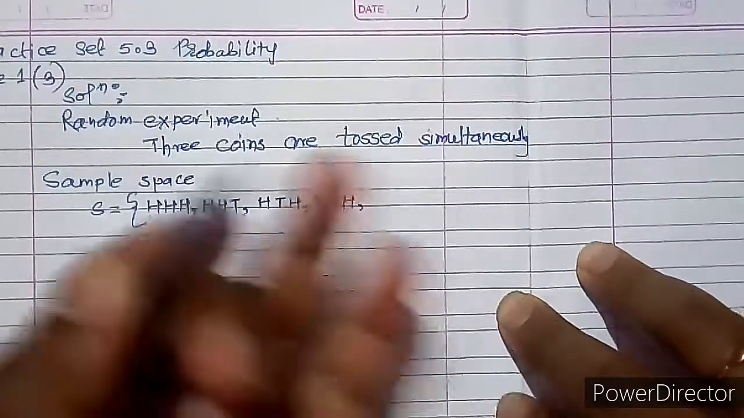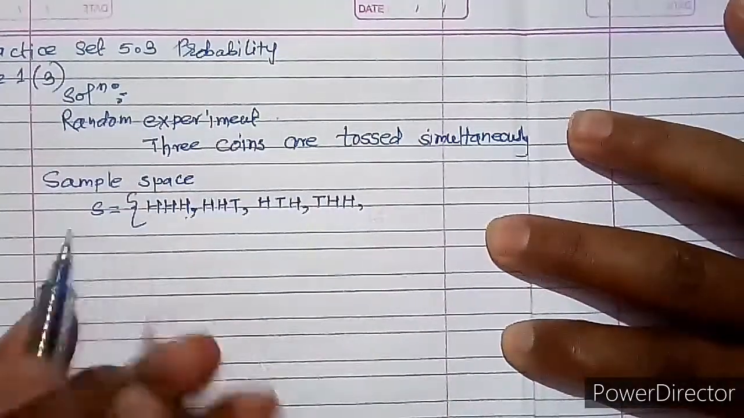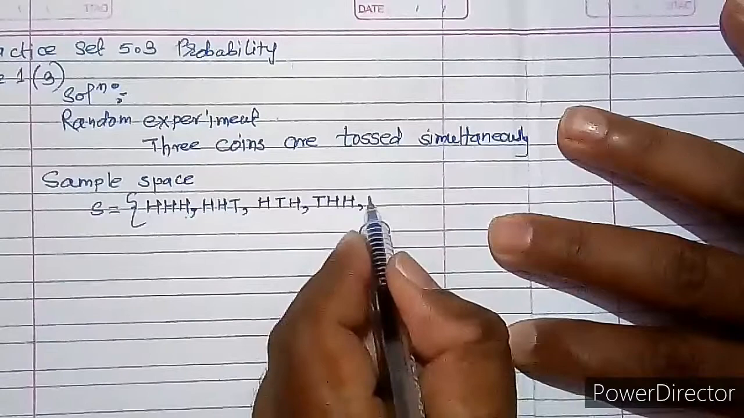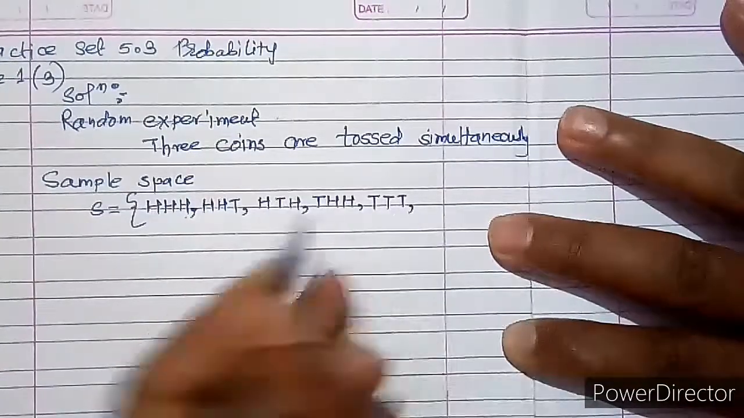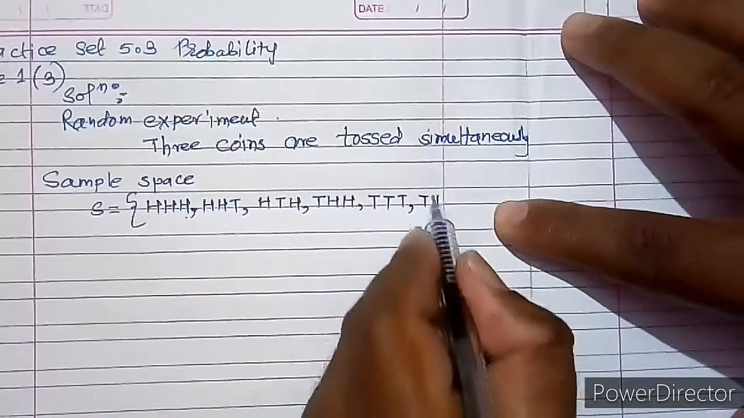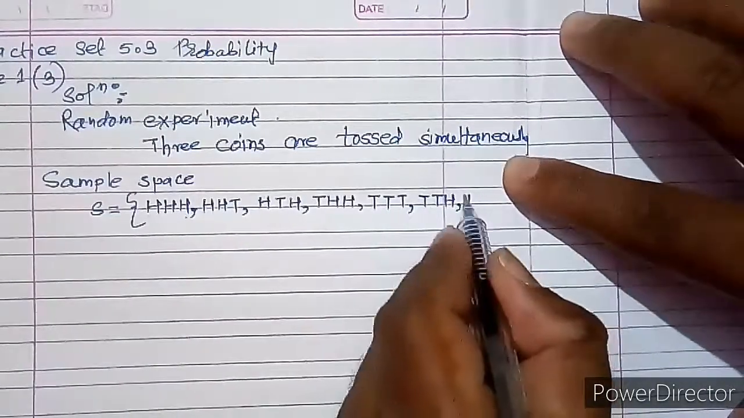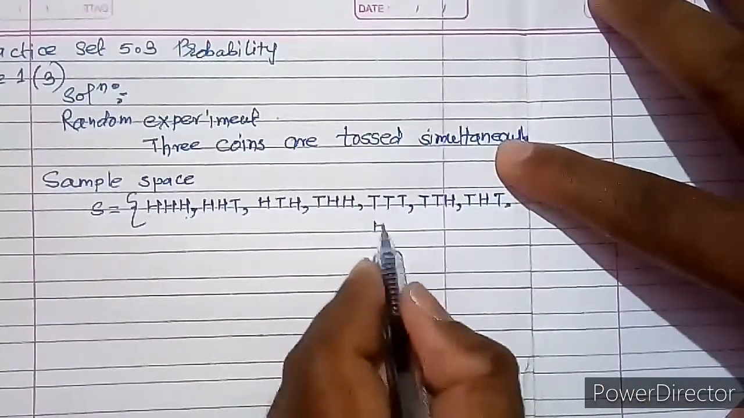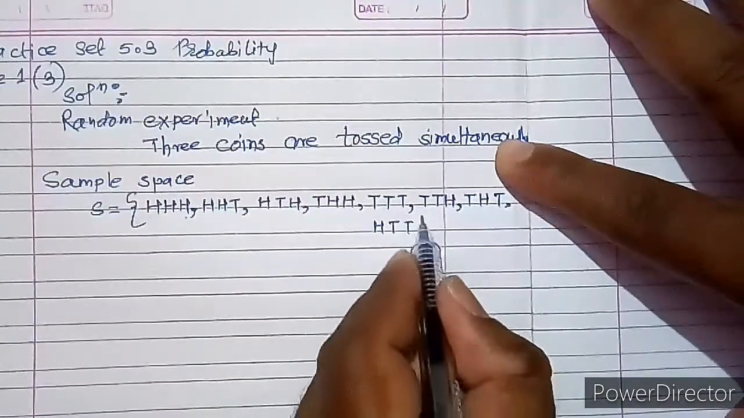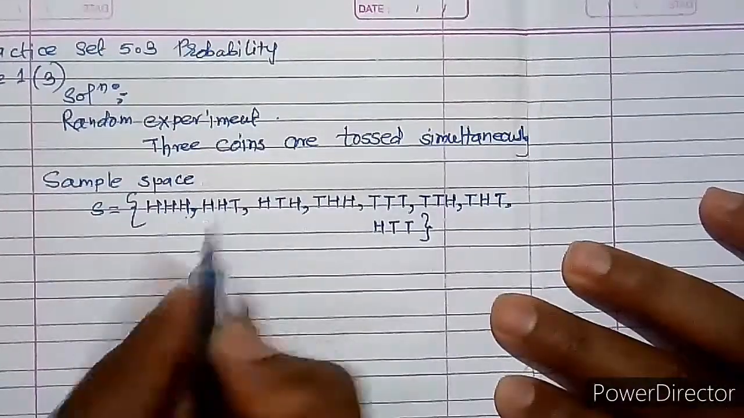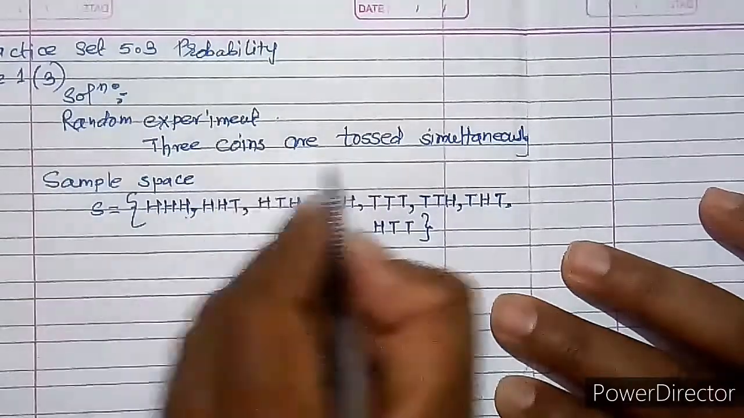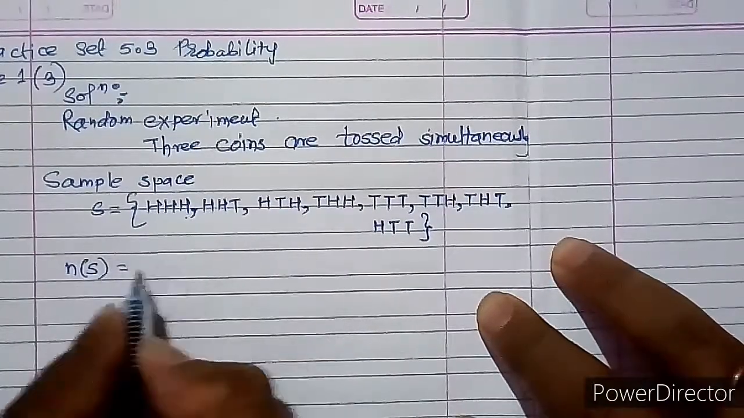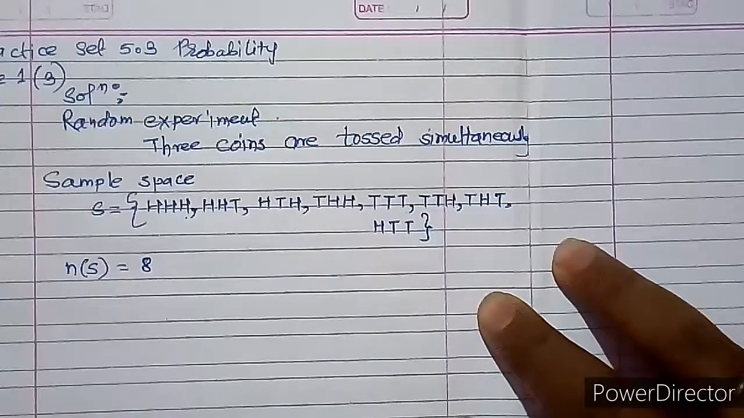Now when three coins are tossed again, this time the outcomes are tail, tail, tail. We can write it in this manner: T, T, T. The next outcome will be T, T, H. Then T, H, T. Then H, T, T. Here the curly bracket is completed. These are all the possible outcomes when three coins are tossed. Now n of S, the total number of elements in the sample space, is 8. That's why n of S equals 8.